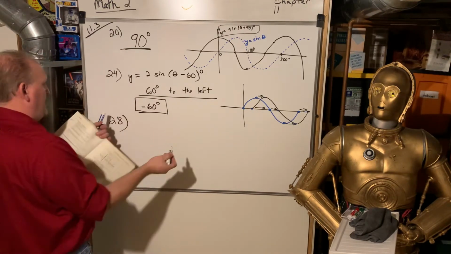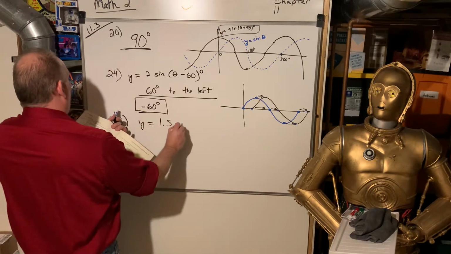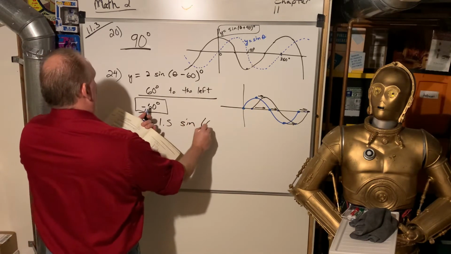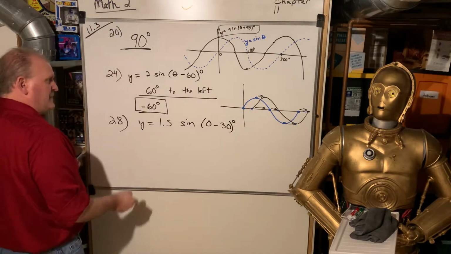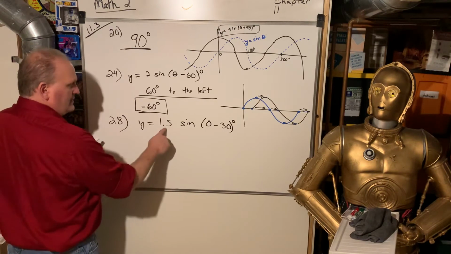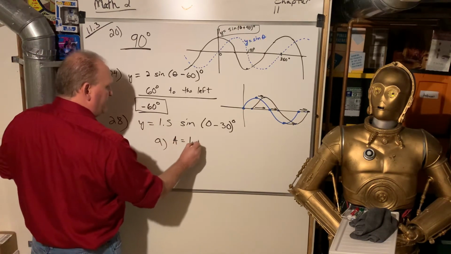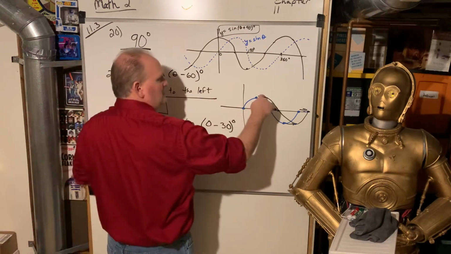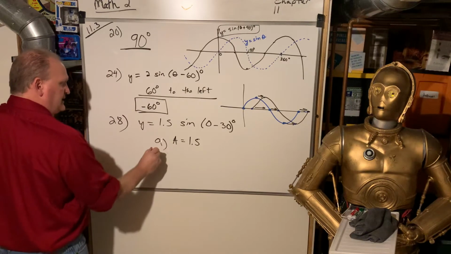So let's look at 28. They have this, y equals 1.5 sine of theta minus 30 degrees, okay? And so they ask, what's the amplitude? So that's always an easy one. It's the number in front, the absolute value of the number in front. So the amplitude is 1.5. So that means it goes up as high as 1.5 and down as low as negative 1.5. So the amplitude, piece of cake.